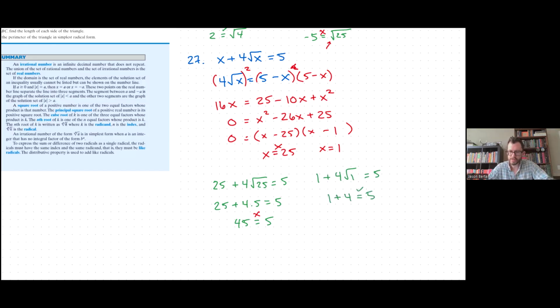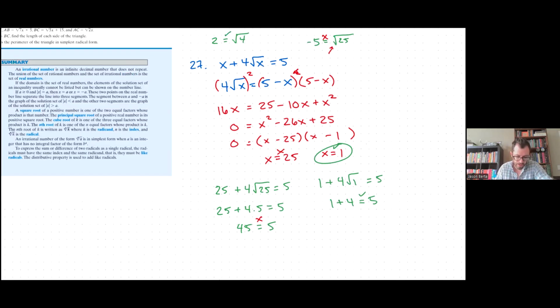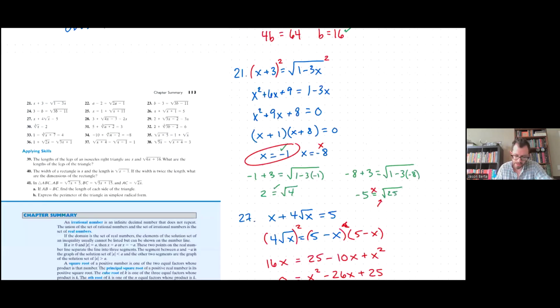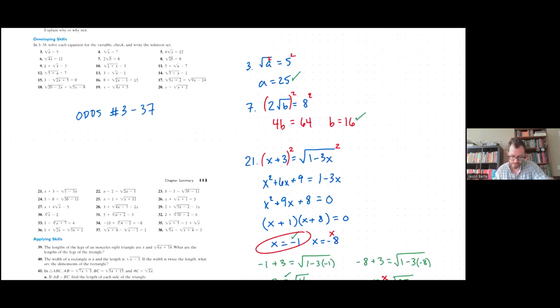There are some situations where if you result in a quadratic, both solutions will work. So don't just stop if you think you've identified the one that doesn't work. Just check both of them. If anything, it's a good little extra practice for our algebra brains to grow and develop. All right, go ahead and finish odds number 3 through 37, and that's it for this lesson.